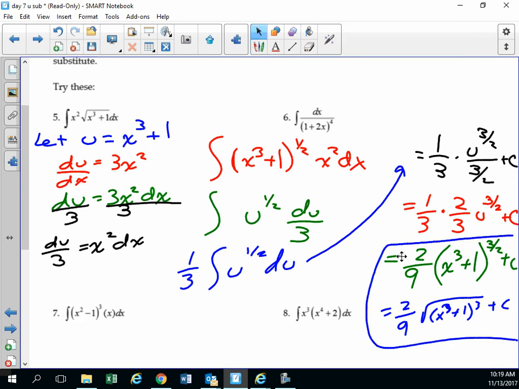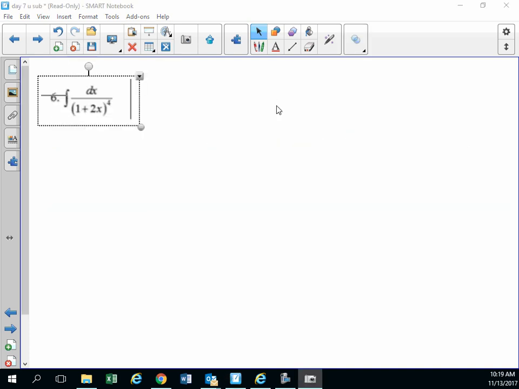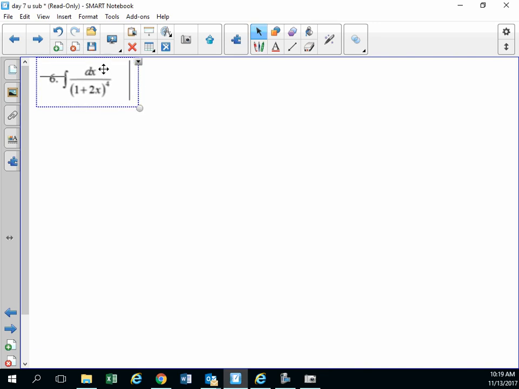Alright, let's talk about number 6. What do you have to do for number 6 that's different? You've got to bring the bottom up. It has to be in the numerator because it's not there right now. So try that in your groups.